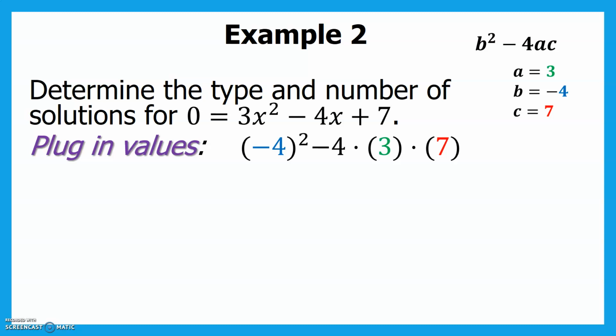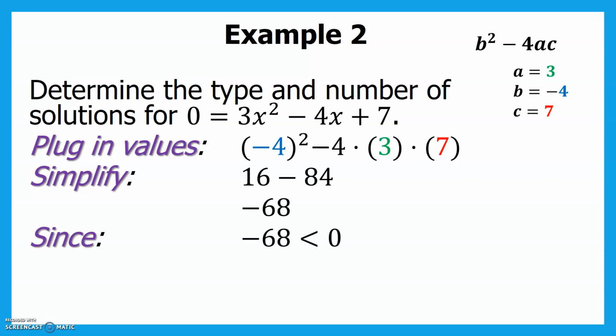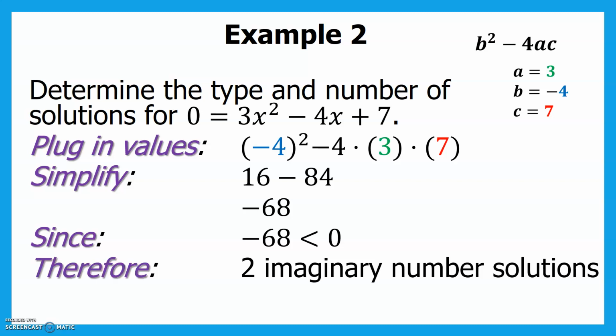Now I simplify. Negative 4 squared is negative 4 times negative 4, which is positive 16. Then I get negative 4 times 3, which is negative 12, times 7 is negative 84. So I get 16 minus 84. I'm going to pull my calculator out and do 16 minus 84, and I get negative 68. Well, since negative 68 is less than 0, that tells me that I have 0 real number solutions and 2 imaginary number solutions.